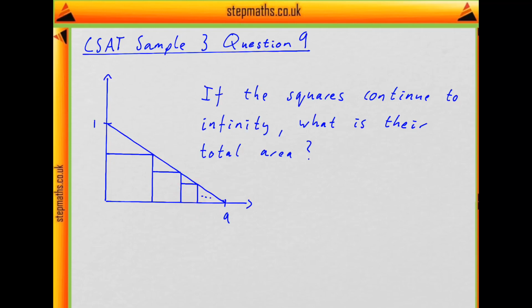And then we're told to imagine that the squares go on forever, so they keep getting smaller and smaller. And then we're asked what's the total area of all the squares. Okay, so how are we going to think about this? Well, we want areas, so we're going to need to know the side lengths of all the squares.